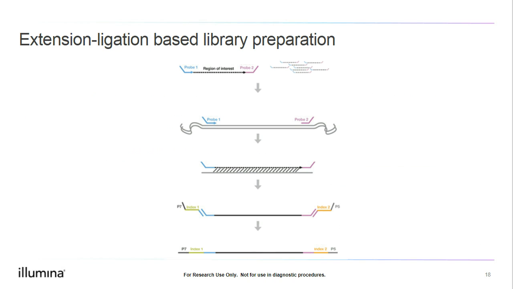In this workflow, starting from the top again, pre-designed probes are hybridized, flanking the regions of interest in the sample. A polymerase extends from one of the probes, and we ligate the extended region to the second probe, giving us a single-stranded amplicon. We then use PCR to add the adapters to create our sequencing-ready libraries.